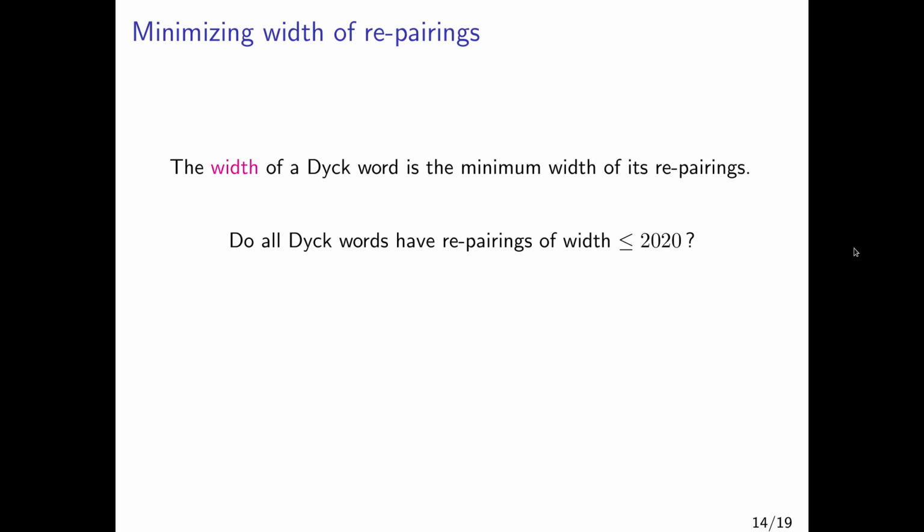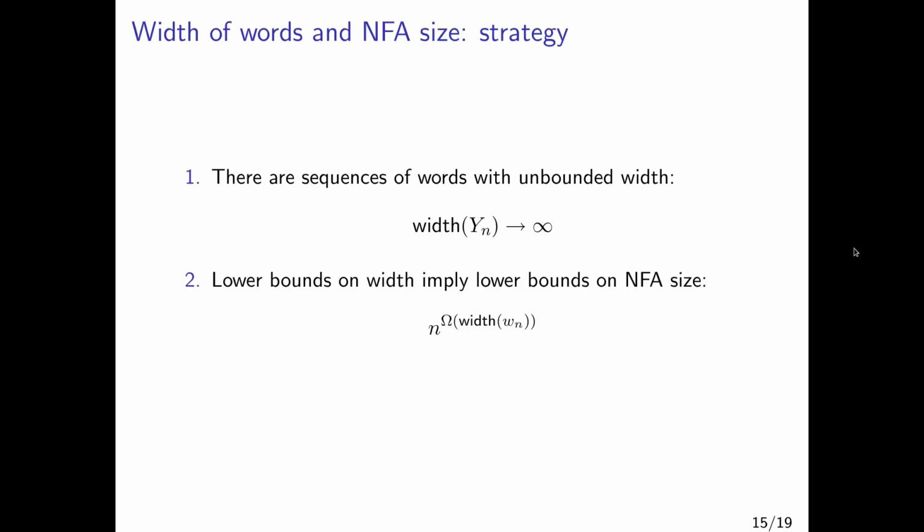It's a very tricky question, and in fact the answer is no. You can prove that there is no such constant, but we don't really find any easy way of showing this. So how to prove lower bounds on the width? What we do in this work, we show that there are sequences of words where the width is unbounded. So there is a sequence where the width tends to infinity. So there are words that really require large width.